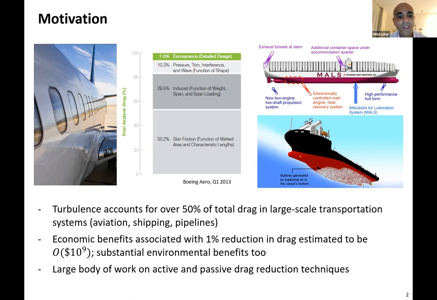And this, of course, has motivated a large body of work on both active and passive drag reduction techniques for wall-bounded turbulent flows. By active control techniques, I mean techniques that involve some sort of actuation, and the actuation can be open loop, so without any sensor input, or it might be in the form of feedback active control where there's a sensor and the actuator does something in response to a sensed quantity. And passive drag reduction is one in which there are no sensors or actuators involved.